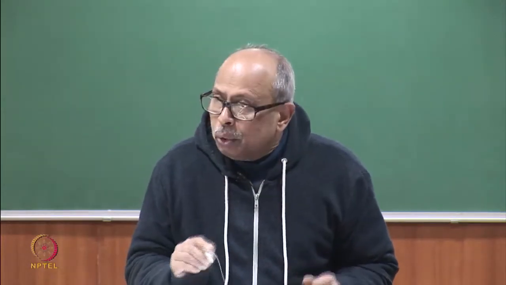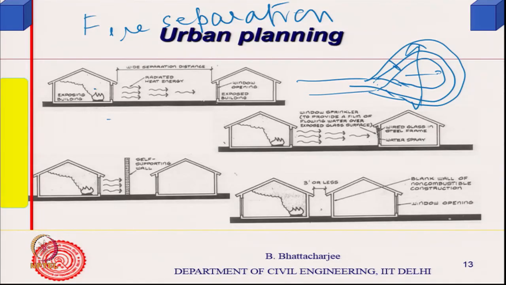Now, if it is two buildings and there is a fire in this one, heat will be radiated through the windows and can reach this one. So, I need higher separation here, otherwise the fire will spread to this one. While doing urban planning, this aspect has to be taken into account. The walls can be designed so that fire cannot enter; if they have sufficient fire resistance, the spacing, the fire separation, can be reduced.